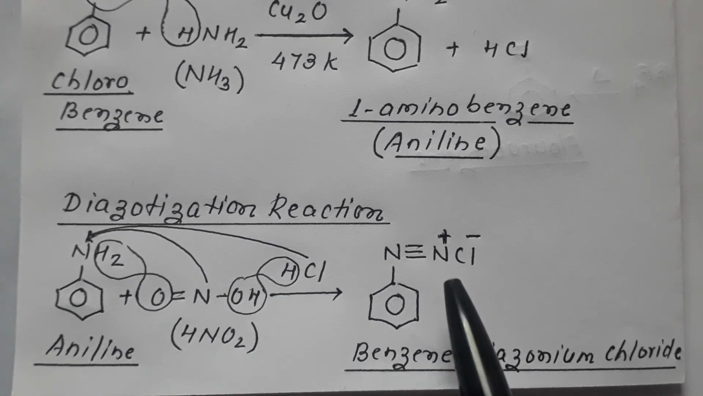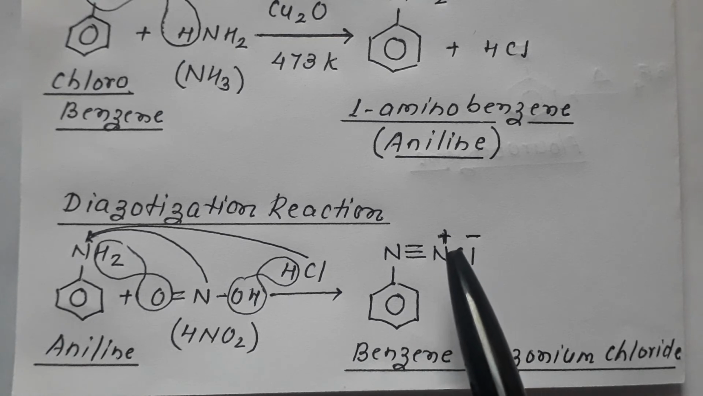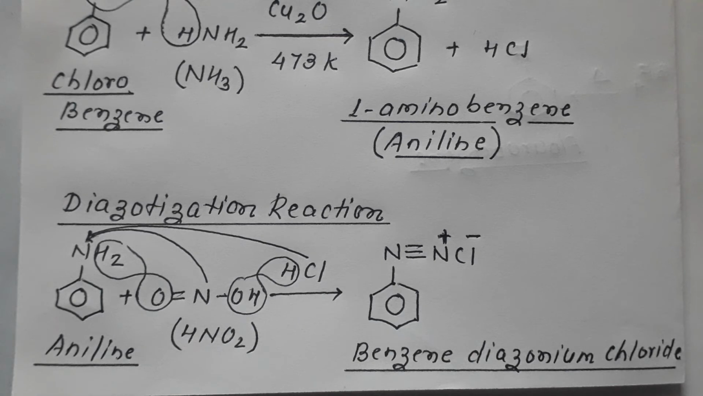So why positive? I told you earlier also, this is because of shifting of the lone pair from nitrogen to the nitrogen in between. So this compound is benzene. Nitrogen is called azo, 2 nitrogen is called diazo. There is a positive charge, therefore it is called diazonium. So this is benzene diazonium chloride.